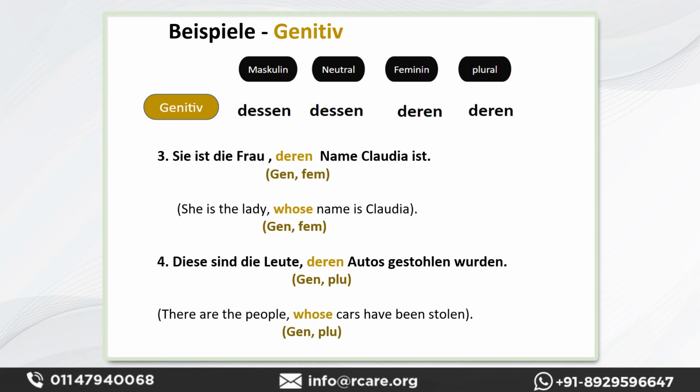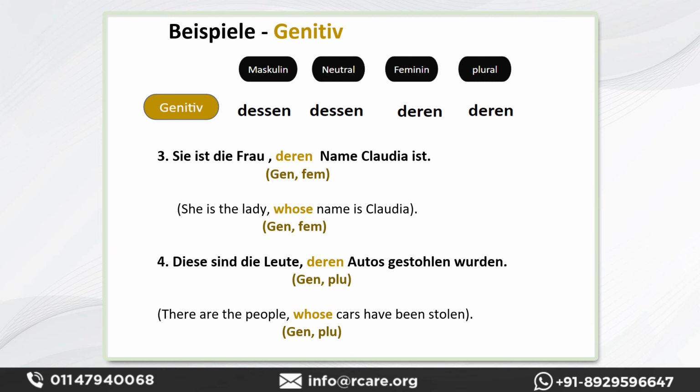Next example. Sie ist die Frau, deren Name Claudia ist. She is the lady whose name is Claudia. Now here we have used deren because we are referring to the lady. Whose name is it? It is the lady's name and lady is feminine. That's why we have used the genitive case of feminine here.